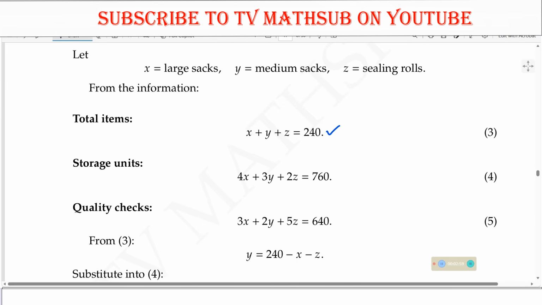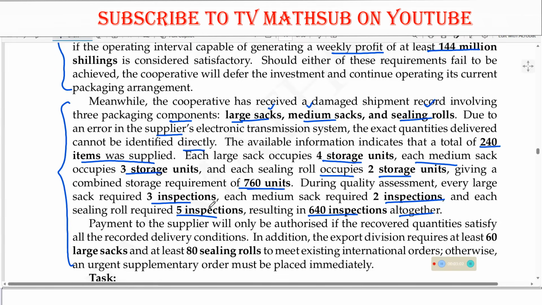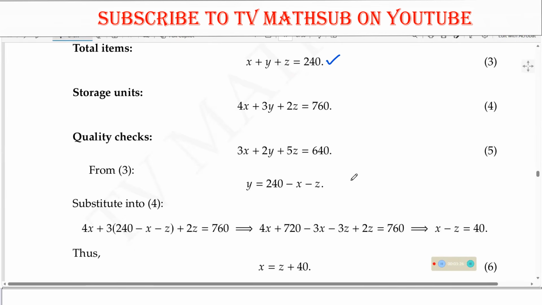So, quality checks. For inspections, a large sack requires 3 inspections, so in total we shall have 3 times X because there are X large sacks. Each medium sack required 2 inspections, so that is 2 times Y, and each ceiling roll required 5, that is 5 times Z. In total we shall add them and equate to 640. So that will give us equation number 5.